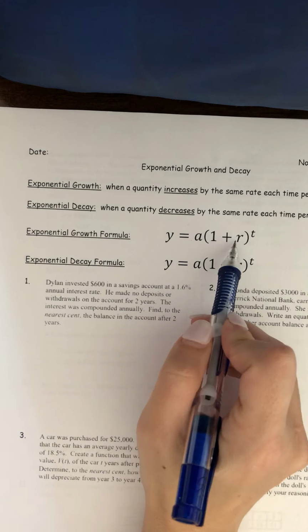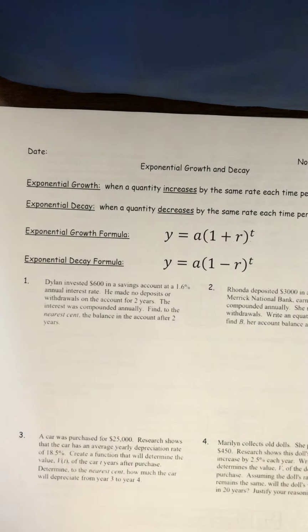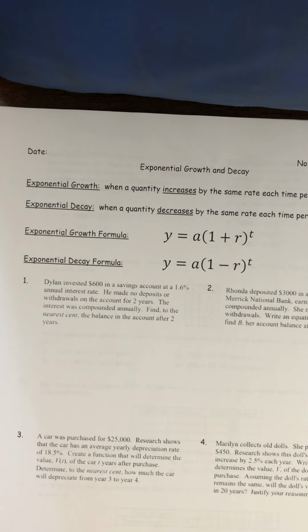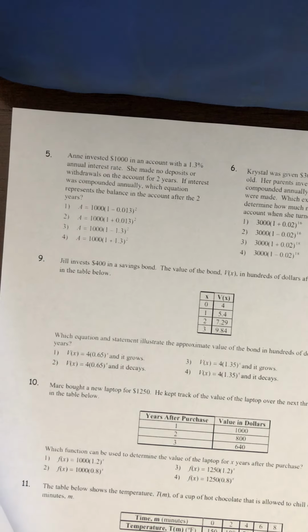The Y, the A, the R, and the T all stand for the same thing, increasing and decreasing, positive and negative. Today's questions are all going to be old Regents questions. They actually ask about exponential growth and decay a lot, but they're actually pretty easy. So we're going to look at these. These first four are short answer ones, and then the rest are multiple choice that we will look at.